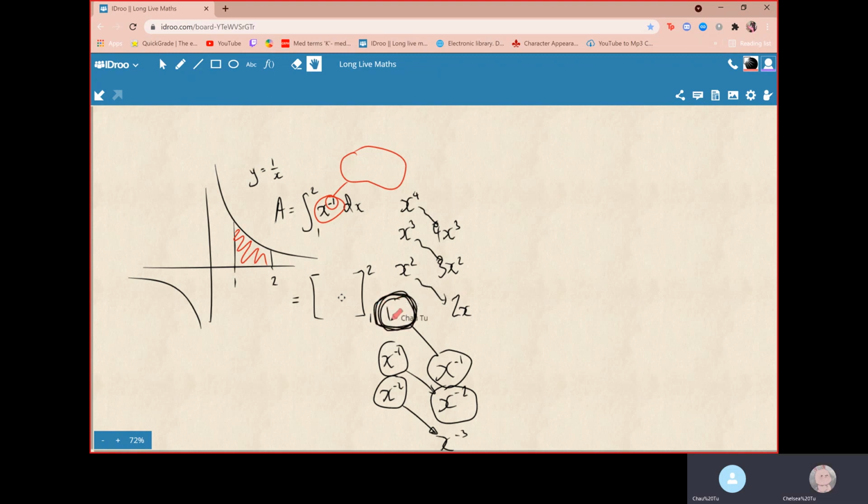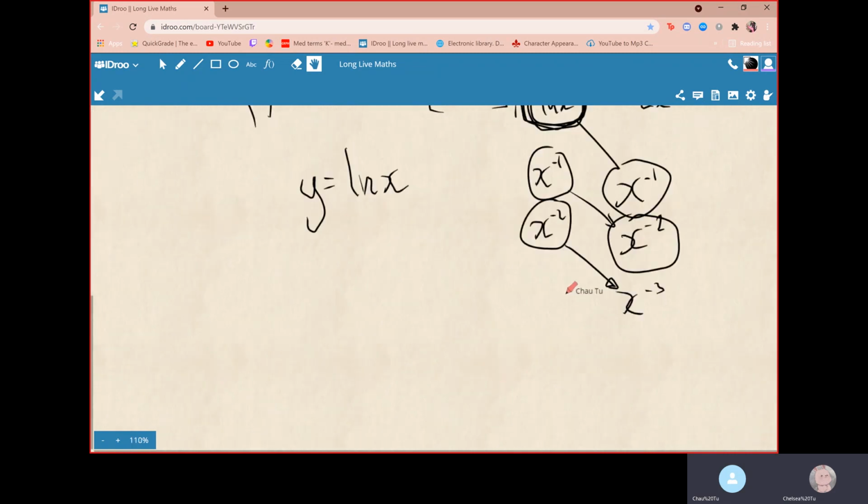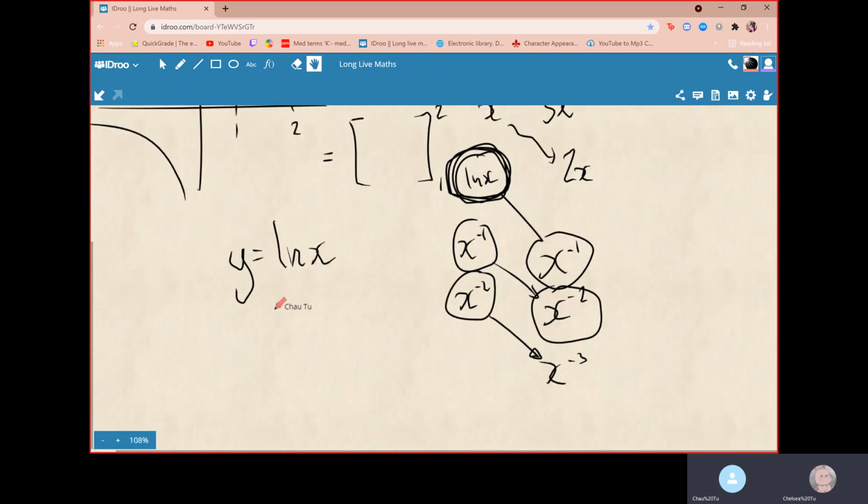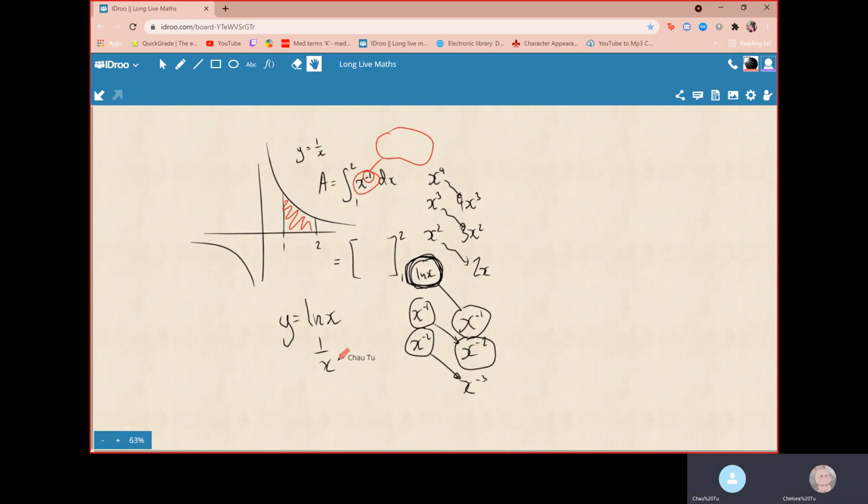It turns out to be... you can't do it. Natural log of x for some reason. Oh. How do you differentiate natural log of x? Yeah. How do you differentiate natural log of x, Chelsea? It's 1 over x. Yeah, 1 over x. Oh! So it's kind of weird.